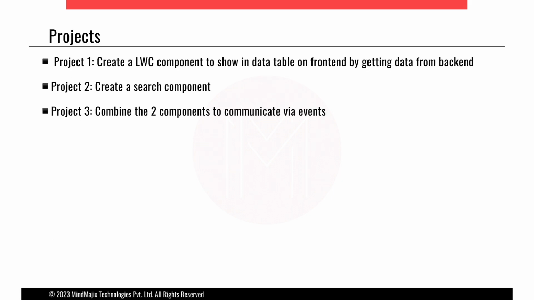We are going to cover 3 projects, not in this demo, but with the complete course. So we will get the data from the backend using Apex and show it on the front end. Then we will create a search component, which is going to filter out the data that was just returned in project 1. And in project 3, we are going to combine these 2 projects so that these 2 components can actually communicate via events. And that builds up a complex enough LWC component to serve as a project.